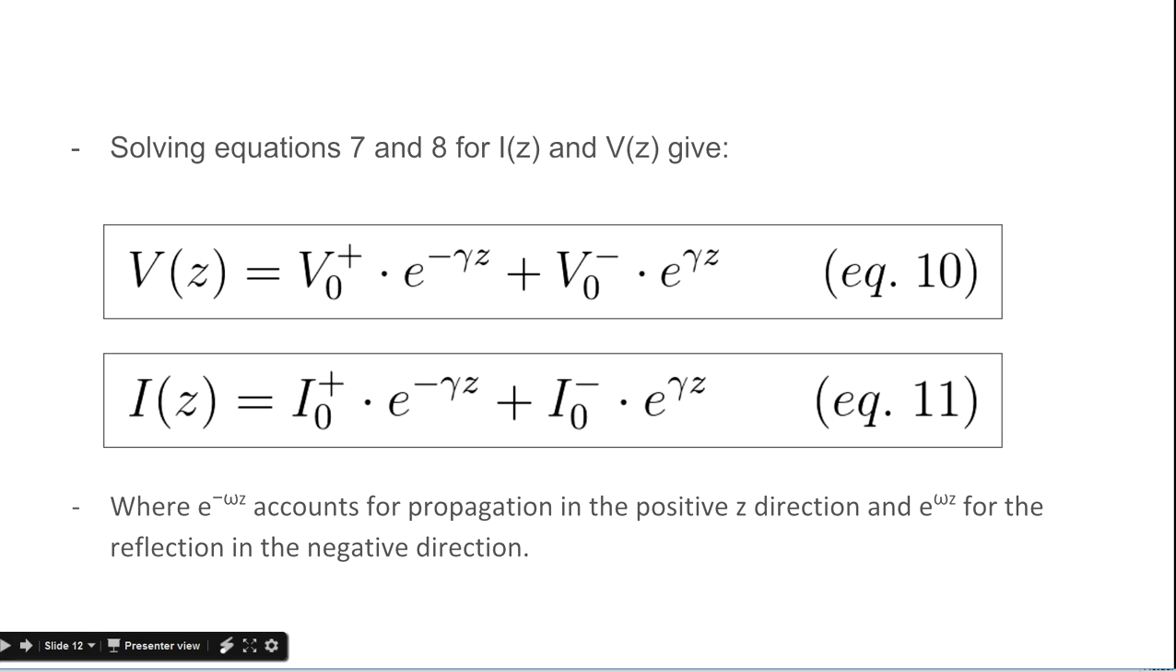So solving equations 7 and 8 for I(z) and V(z), we get V(z) is equal to V naught plus e to the power minus gamma z plus V naught minus e to the power plus gamma z. Similarly, I comes out to be I naught plus e to the power minus gamma z plus I naught minus into e to the power plus gamma z. Here, e to the power minus gamma z accounts for propagation in the positive z direction and e to the power gamma z for the reflection in the negative direction.